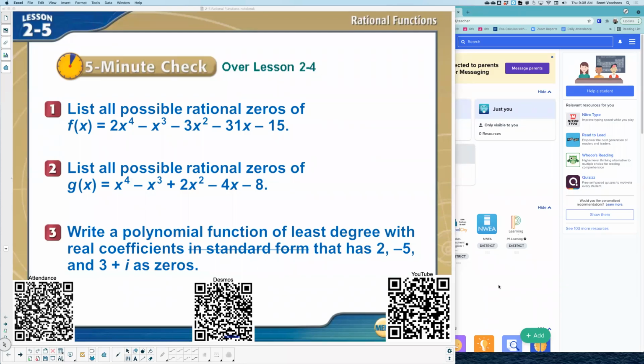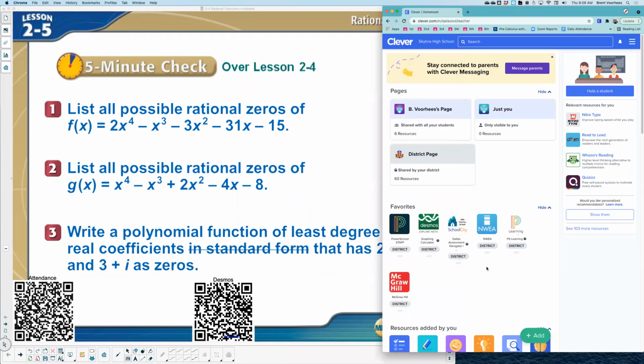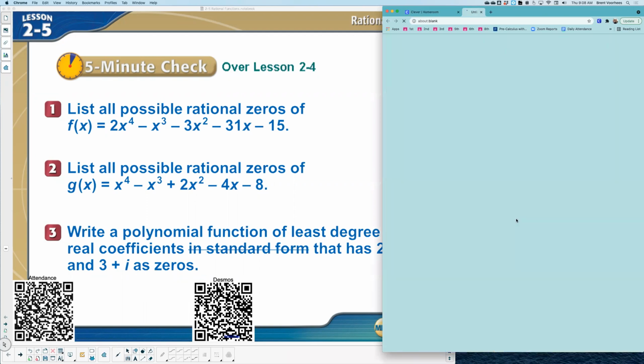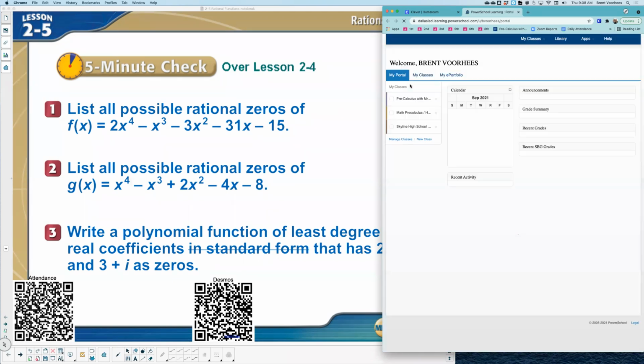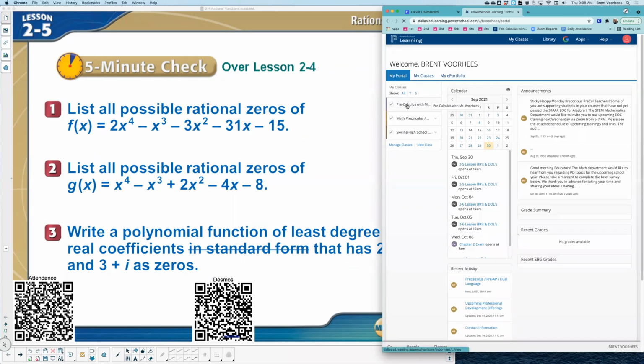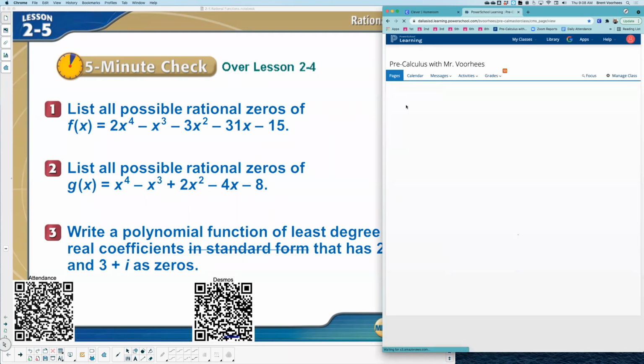Let's take a look at lesson 2.5 here. What I'll do first is open it up on PowerSchool Learning. So I go to PowerSchool Learning, click that link. And once this loads, I'll choose the pre-cal out of your classes. Make sure you choose pre-calculus.